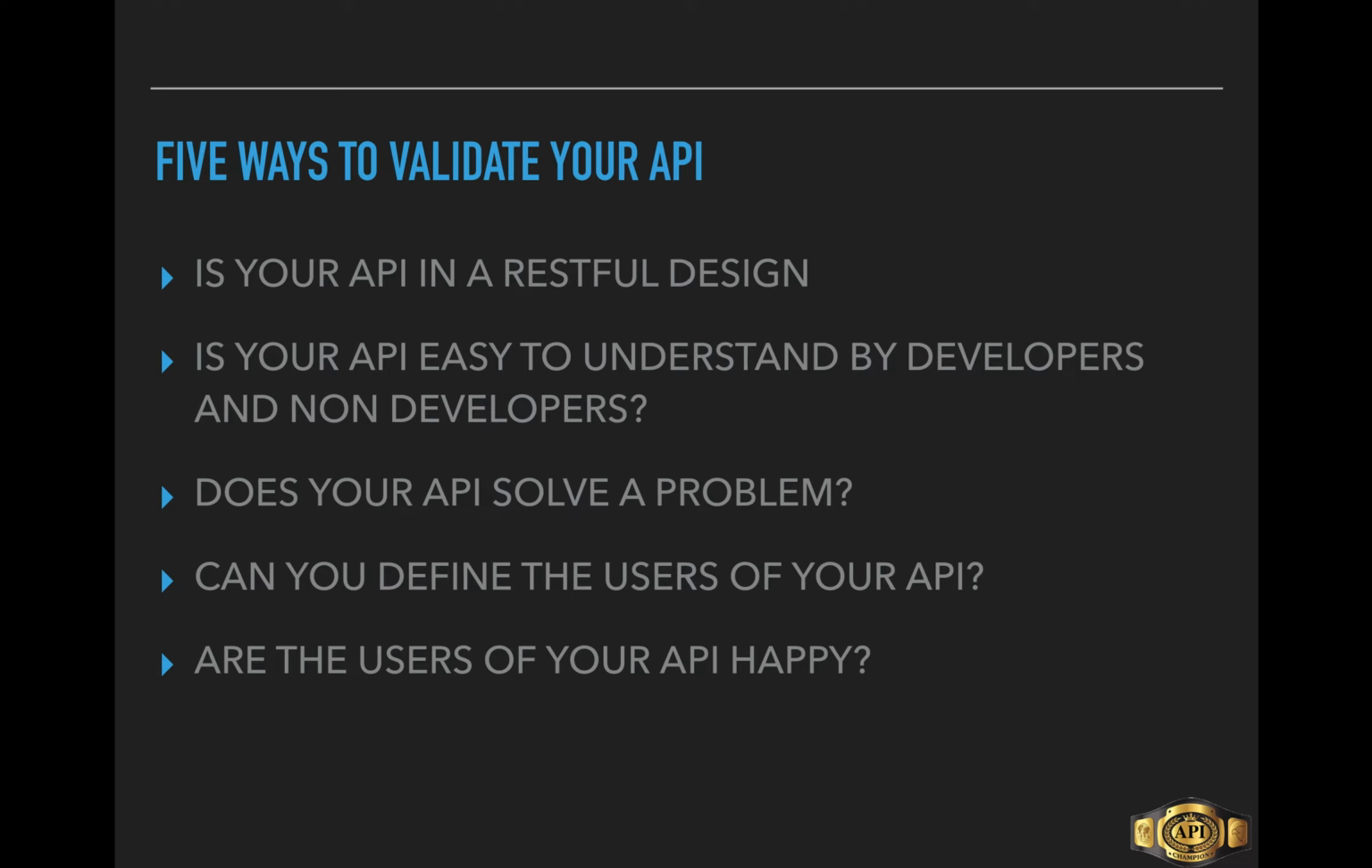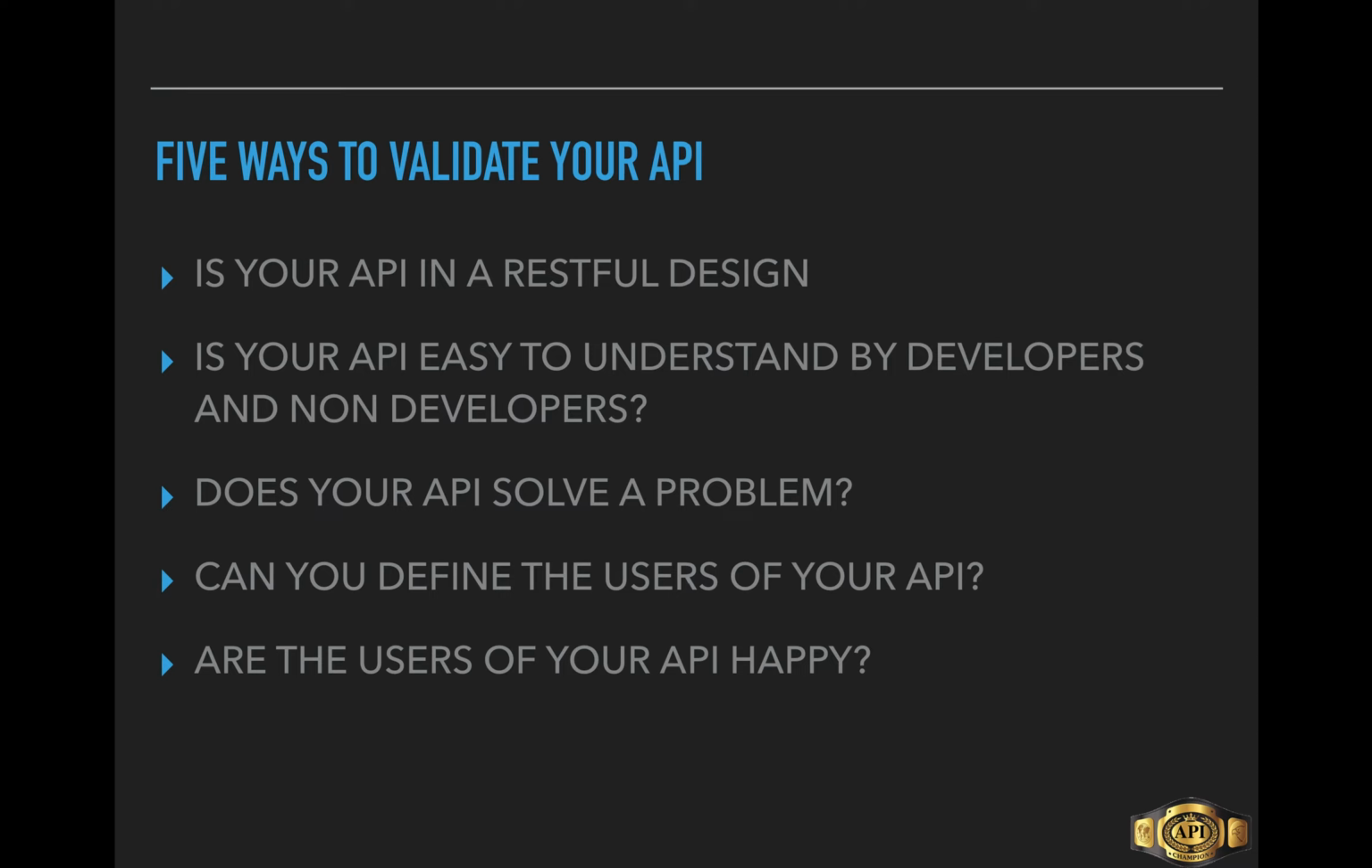Second, are your API products easy to understand by both developers and non-developers? You can accomplish this validation step by creating documentation that is appealing to both developers and non-developers, as both will be looking at your finished API products. You can further validate this step by asking your friends and family to read over your documentation and you asking follow-up questions. If they understand what your API does, then others will too.